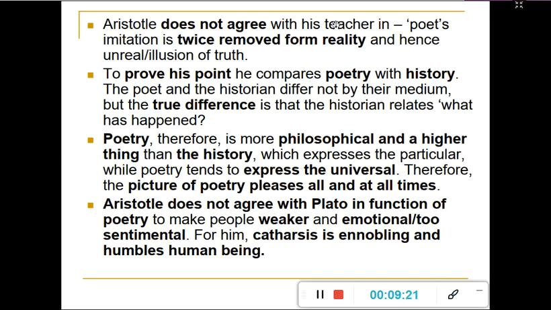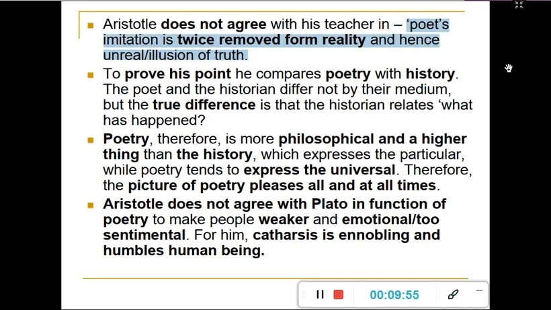طيب Aristotle doesn't agree مع his teacher بقى في ايه؟ underline ان ال poetry او ال poets هم imitation is twice removed from the reality. معناها ايه دي؟ يعني هم they are two steps away from the reality. Aristotle doesn't agree with this with his teacher. وبيقول لنا underline poets imitation is twice removed from the reality and hence unreal illusion of truth، يبقى ما هواش a complete unreal truth or a complete illusion.